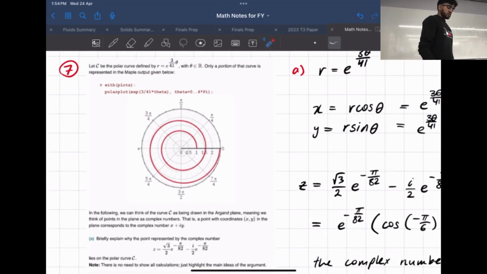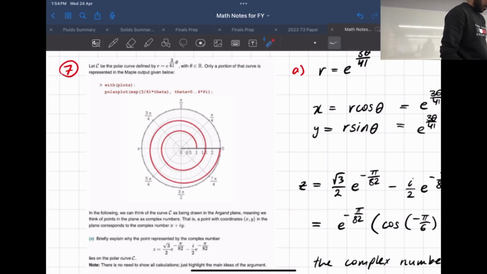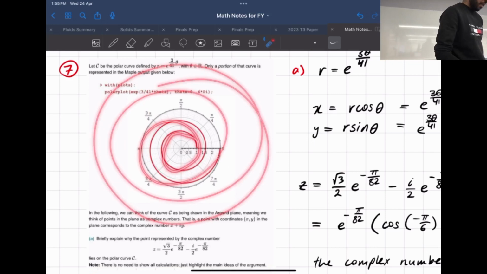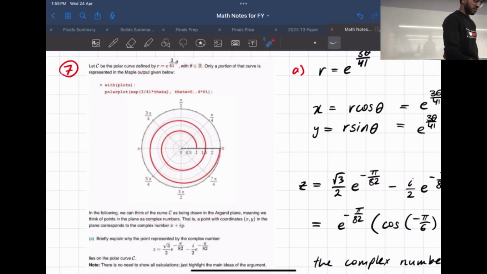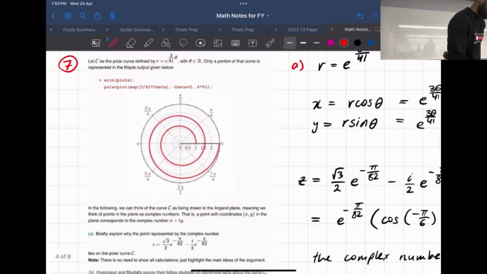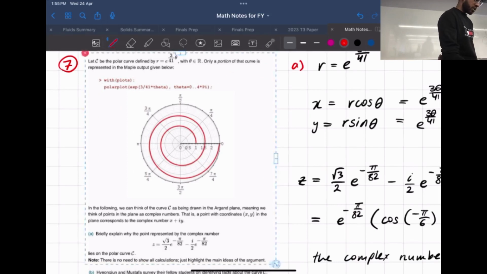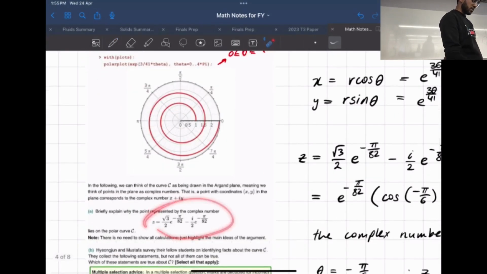So the polar equation that they gave us is e to the power of 3 over 41 multiplied by theta. Essentially this curve goes on and on, but they've only given it between 0 and 4 pi over here. And what we're trying to prove is that this complex number lies somewhere on the line here.